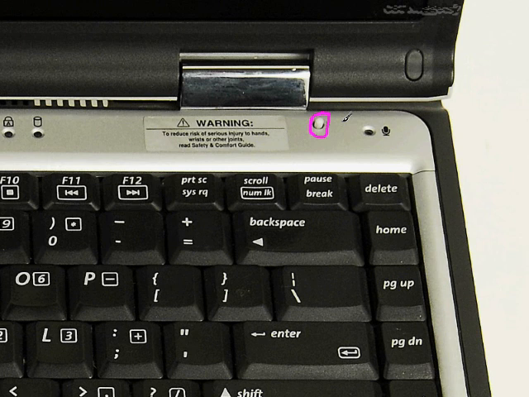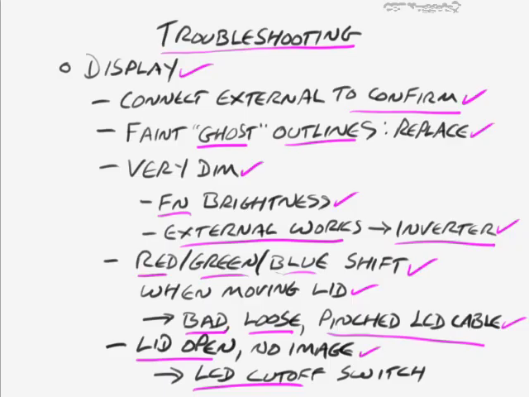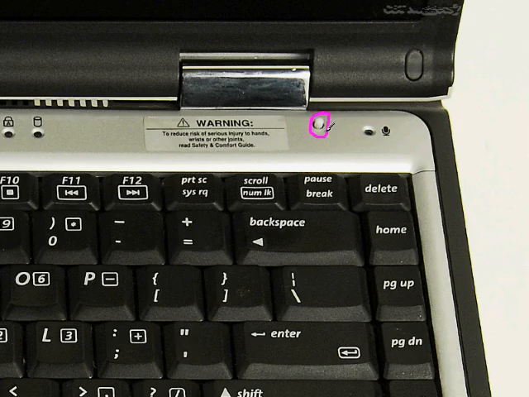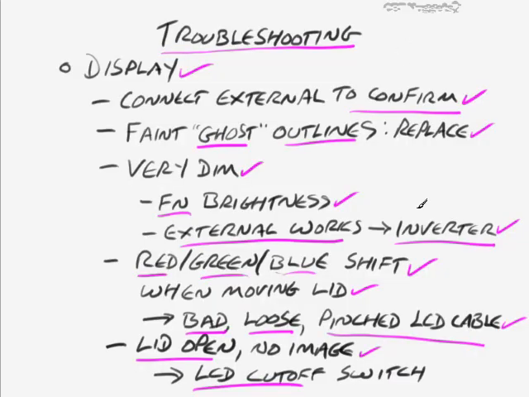And also, it can be used to notify the operating system that it needs to go to sleep or go into hibernate, depending upon whatever power configuration settings you've set up. So if the lid is open but there's no image, it could be that this LCD cutoff switch is stuck down. There might have been some debris or something. Maybe somebody was eating a candy bar around it and some chocolate got down in there. Who knows. You might need to clean it out or otherwise replace it.